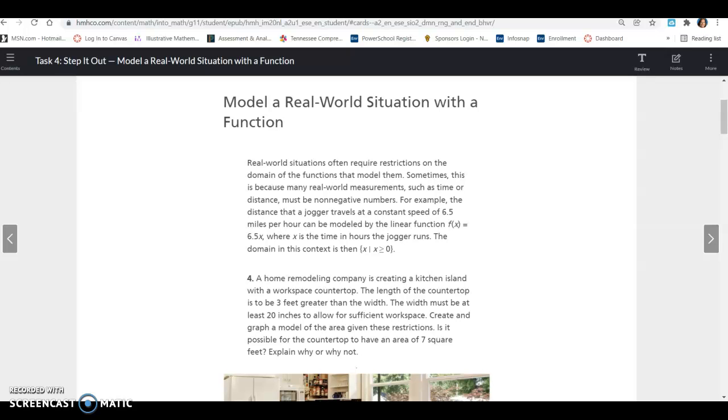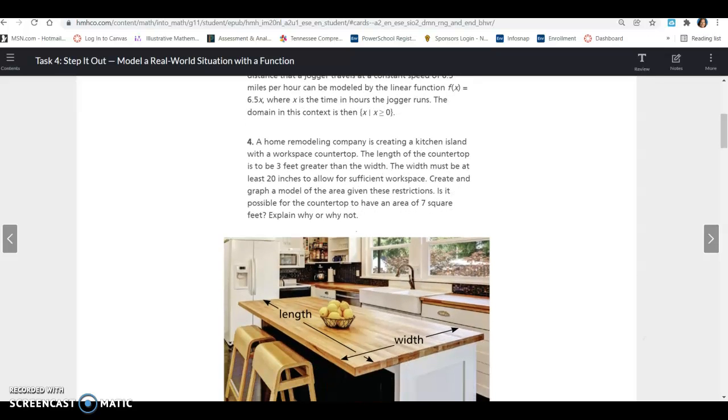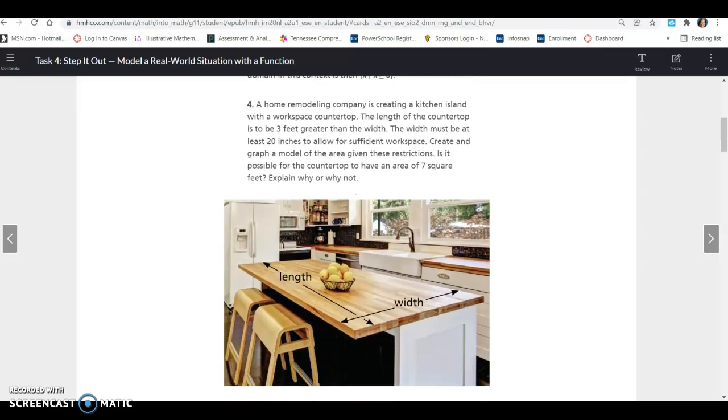can be modeled by the linear function f of x equals 6.5x, where x is the time in hours the jogger runs. The domain is x such that x is greater than or equal to 0. The domain in this context. Getting tongue-tied today. All right, a home remodeling company is creating a kitchen island with a workspace countertop.